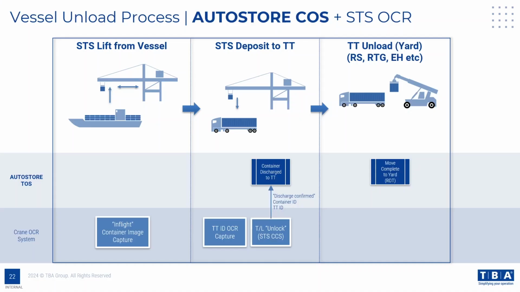So we just move on to the unload process. Again, similar three stages, but this process will generally start with the in-flight capture of the container as it's lifted from the STS. Again, it can be tied to some twist lock event, but that doesn't necessarily have to happen.